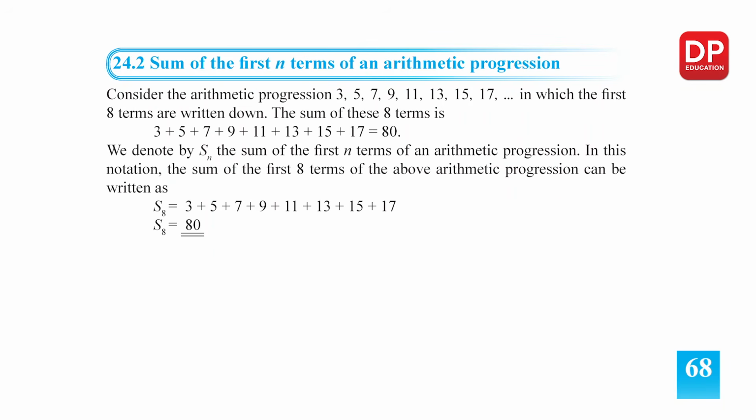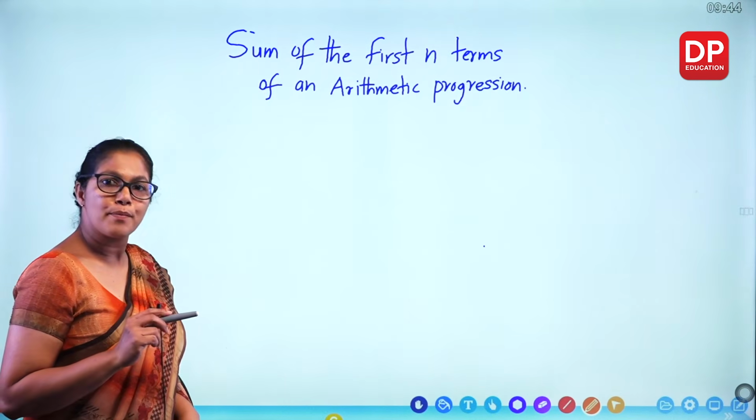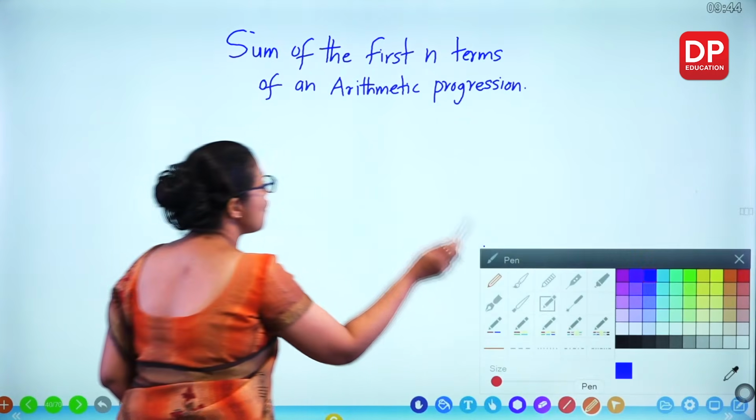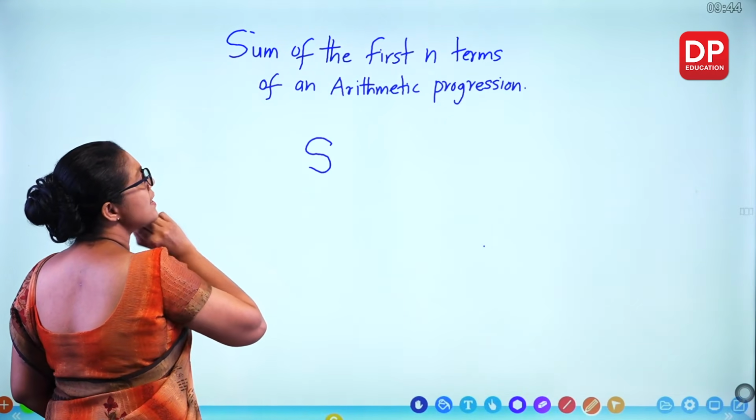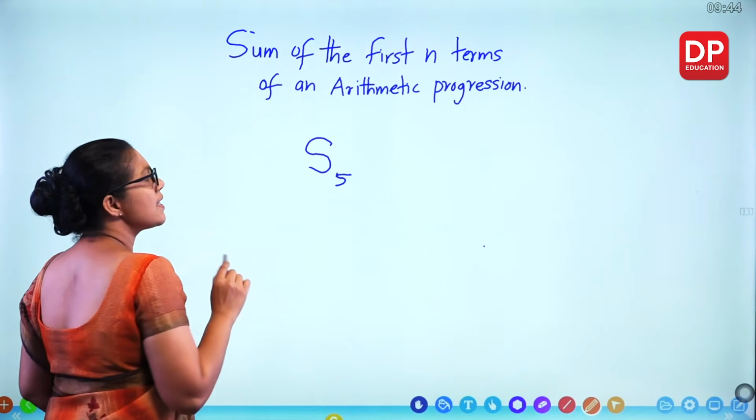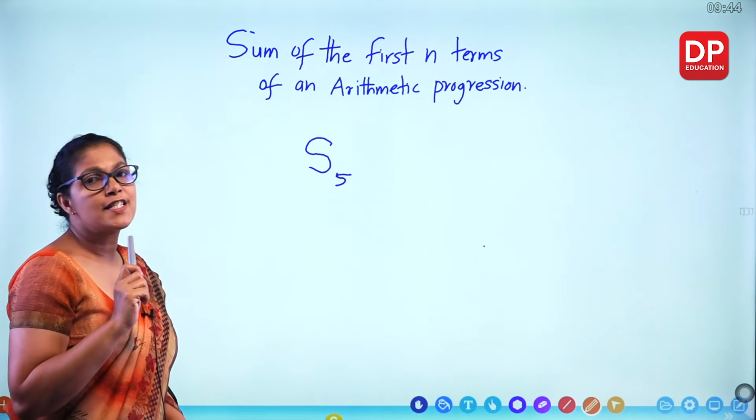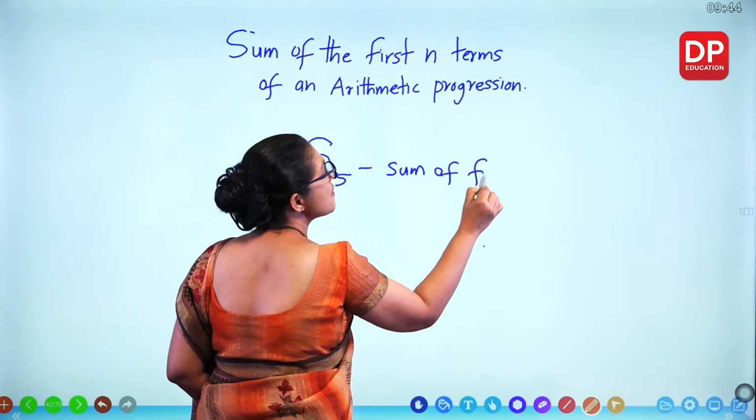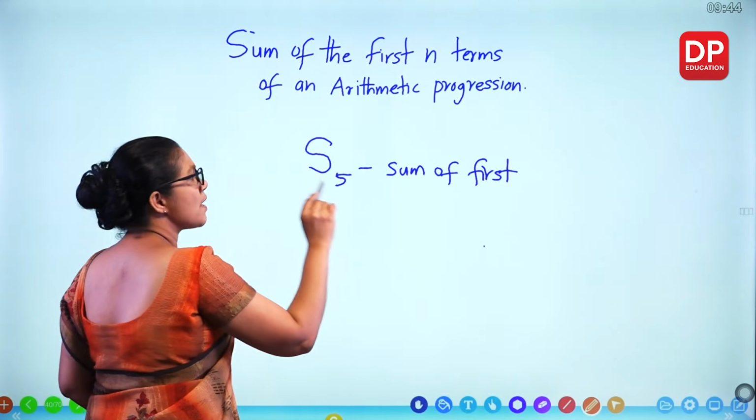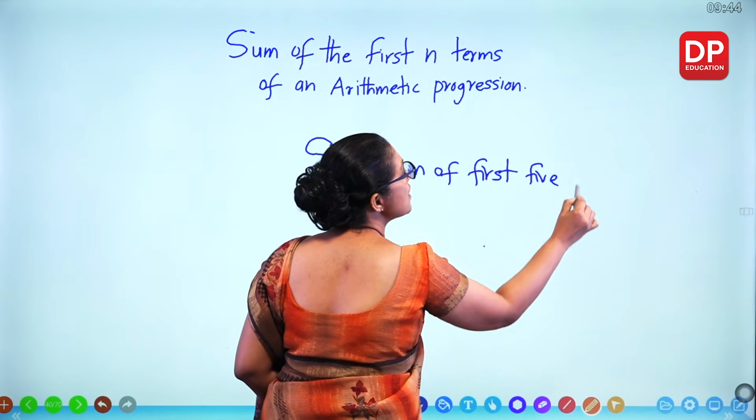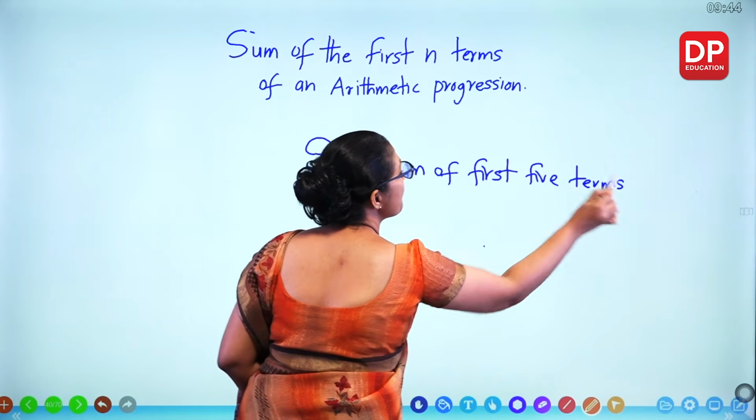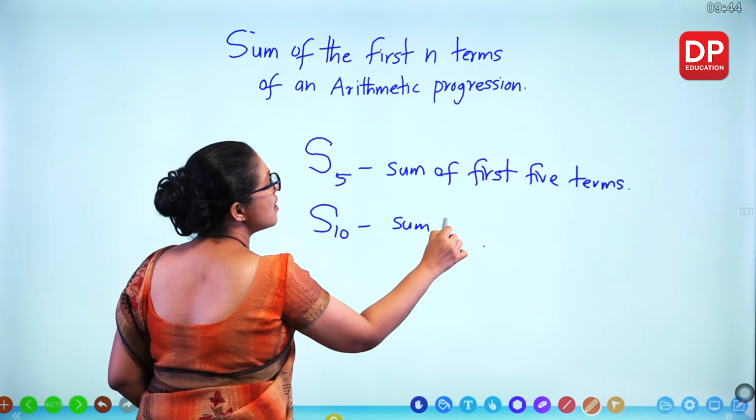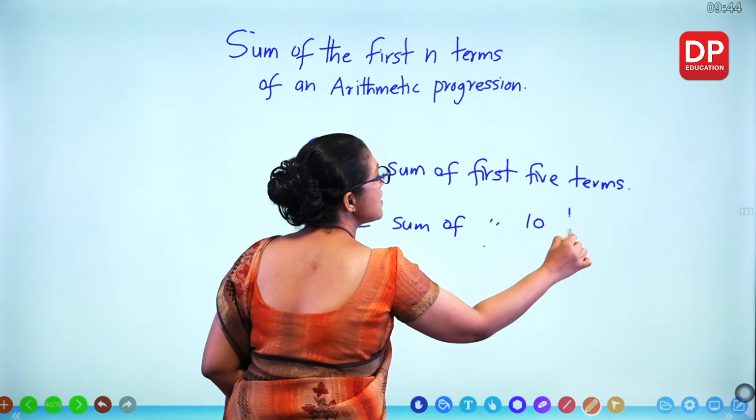Now we'll look at the sum of the first n terms of an arithmetic progression. Here we use capital S for sum. So what does S5 mean? Sum of first 5 terms, not any 5 terms. Sum of first 5 terms is S5. S10 means sum of first 10 terms.